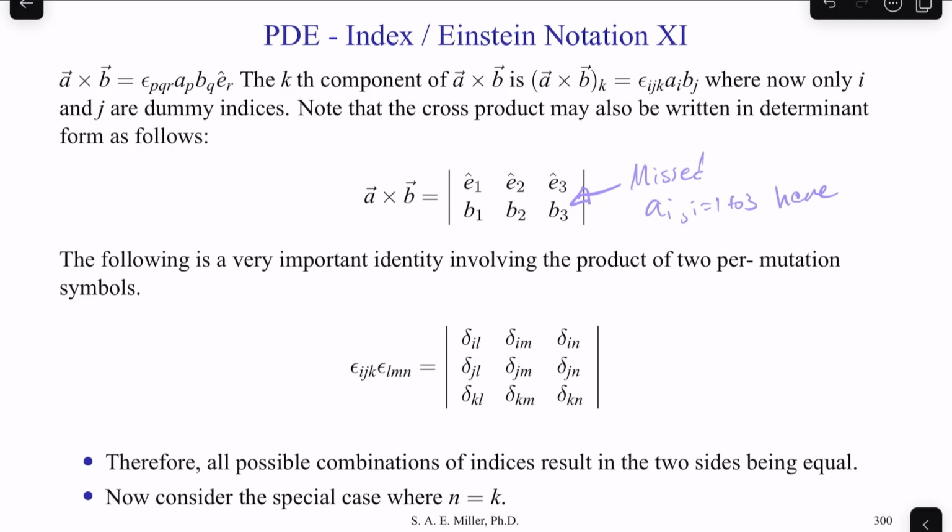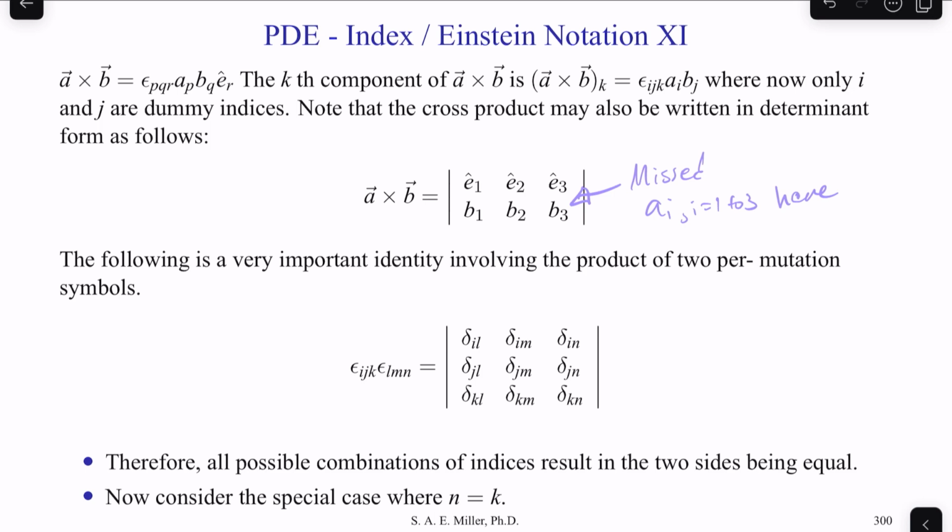We can also write, this way, a new identity for two permutations. And that's very much like the cross product definition. Epsilon ijk, epsilon lmn is basically the determinant of delta il, delta im, delta in, delta jl, delta jm, delta jn, delta kl, delta km, and delta kn. So this gives us all possible combinations of the indices and a resulting sign of being equal.